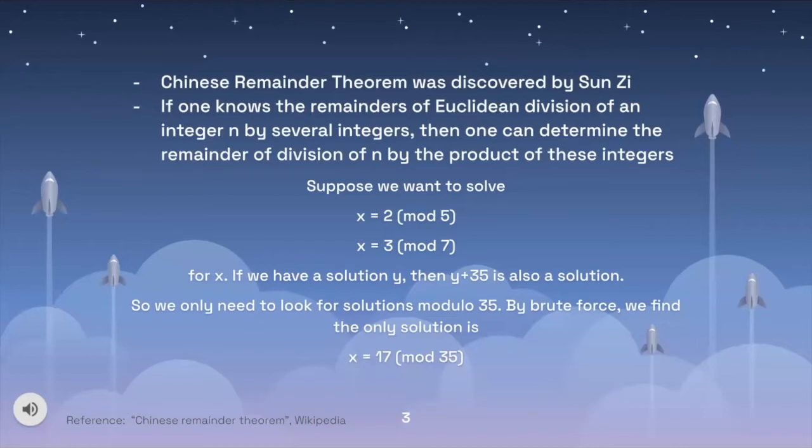In order to make that more understandable, I'm going to illustrate with the example shown in the slide. Suppose we want to solve for x when x equals 2 mod 5 and when x equals 3 mod 7. If we have a solution y, then y plus 35 is also a solution, and we got 35 by the product of 5 and 7. So we only need to look for the solution mod 35. By brute force, we can find that the only solution is x equals 17 mod 35.